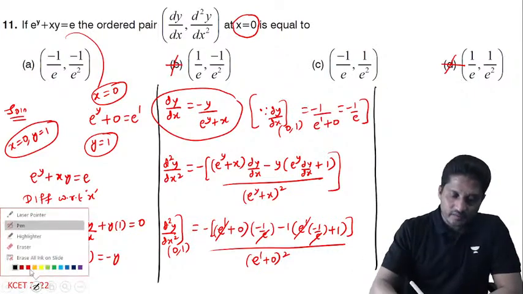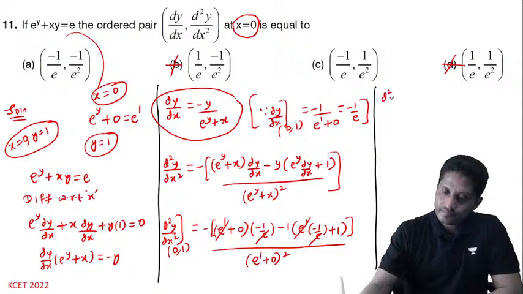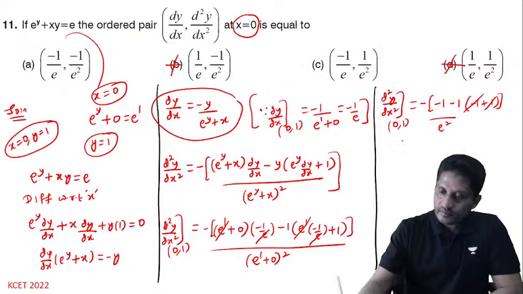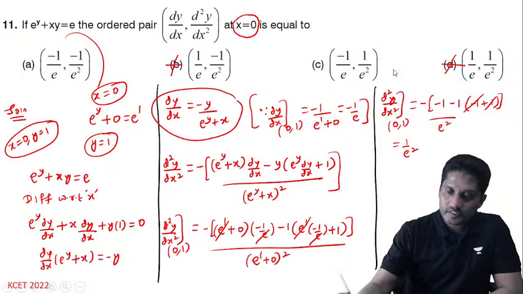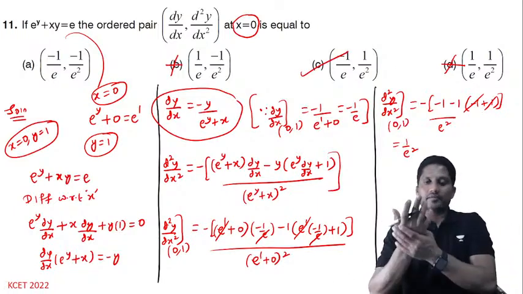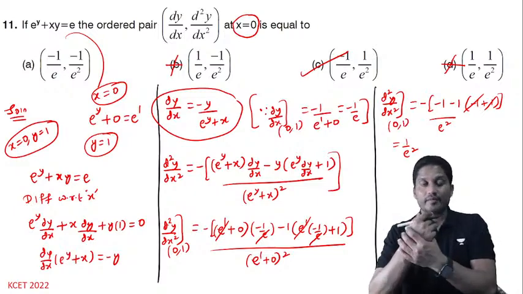d square y by dx square at 0, 1 will be equal to, this is minus y, so this is minus 1 into minus 1 plus 1. Anyways, this is 0, divided by e square. Minus and minus is plus, you get 1 by e square. The answer is option C. It's a previous IIT question which was asked in the 2022 paper. It was asked by NTA. This is an NTA problem.